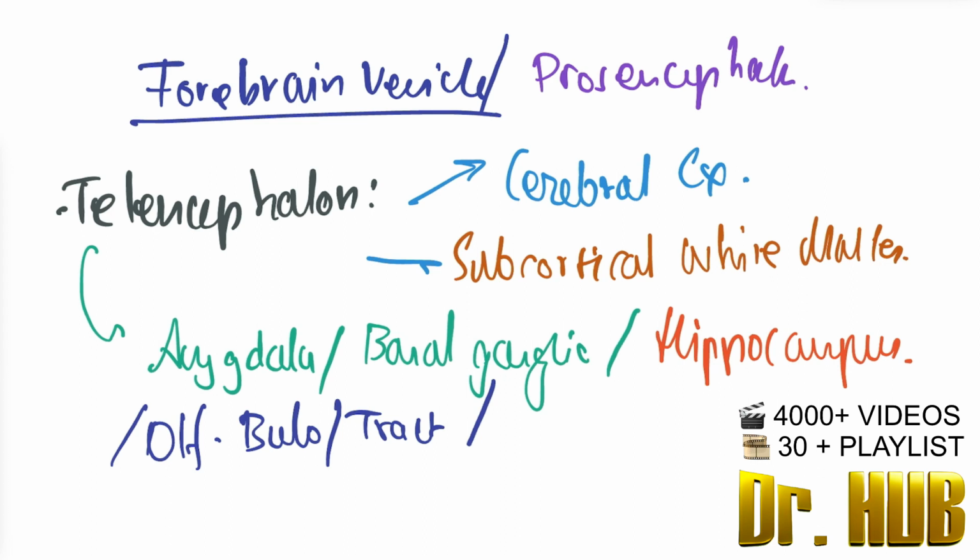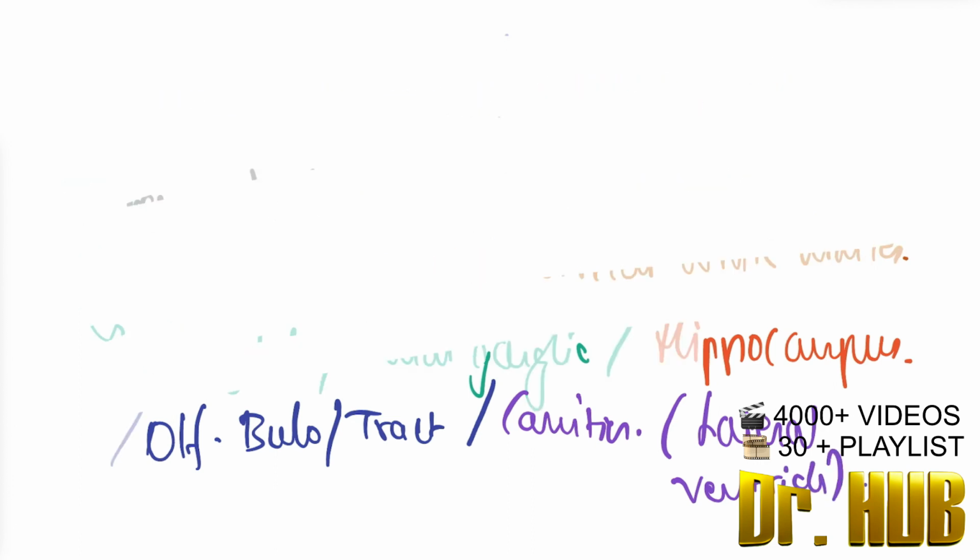Next comes the cavities. So what are the cavities? It includes the lateral ventricles. So this was all under the telencephalon.